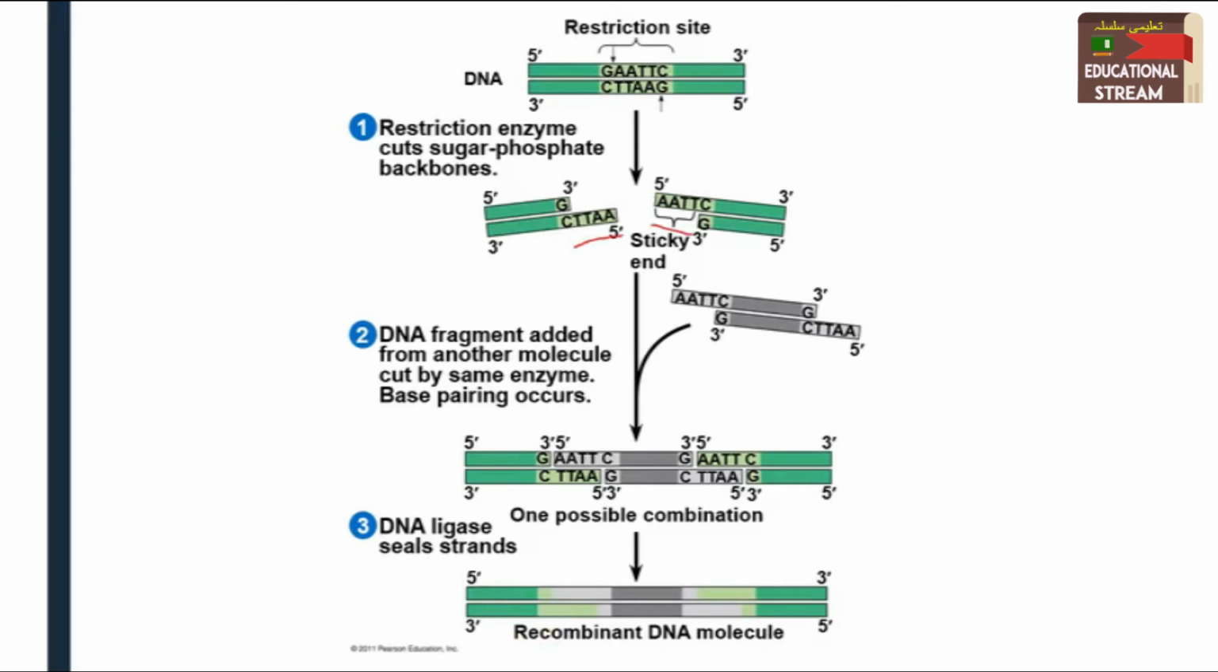Now we want to introduce a DNA fragment. We have also treated the DNA fragment with the same enzyme, so it has produced sticky ends. Now this is one possible configuration in which this fragment can come and join over here, and then DNA ligase will seal these ends and make a phosphodiester bond between these nucleotides, and in this way we will get a recombinant DNA molecule.